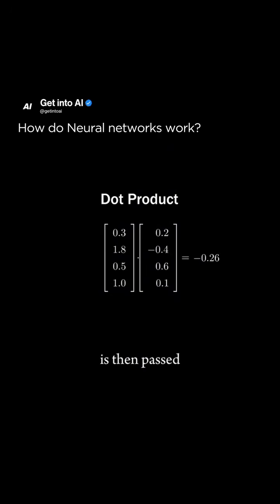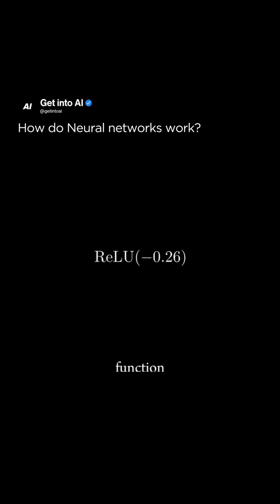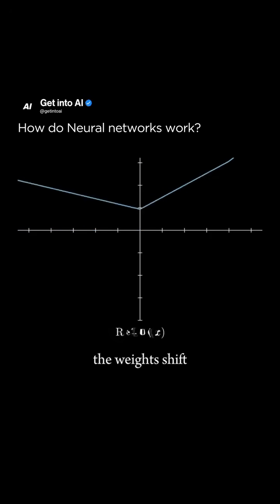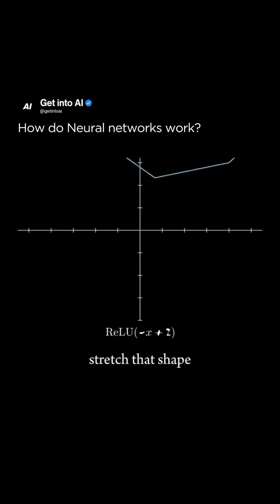Finally, this dot product is then passed to a very simple activation function, in this case a ReLU, which here returns 0. We could use a different activation function, but a ReLU looks like this. The activation function defines the neuron's mathematical shape, while the weights shift and squeeze and stretch that shape.